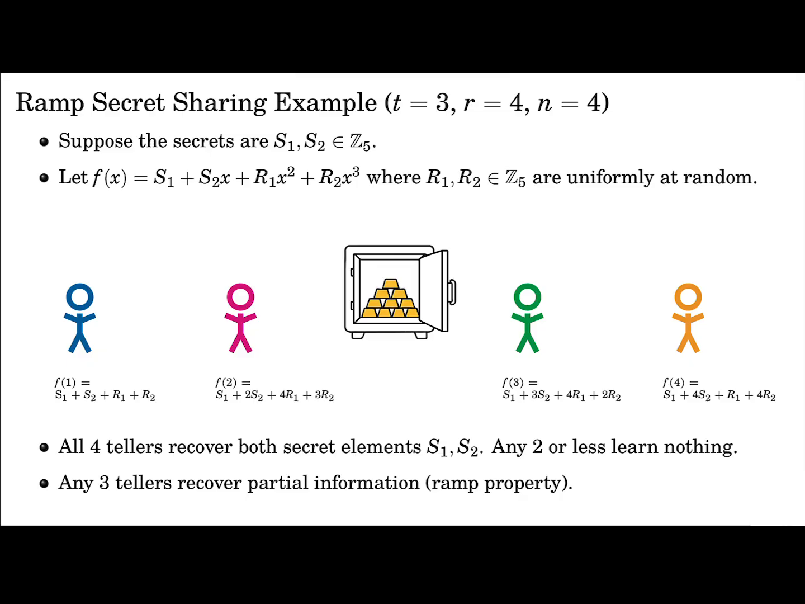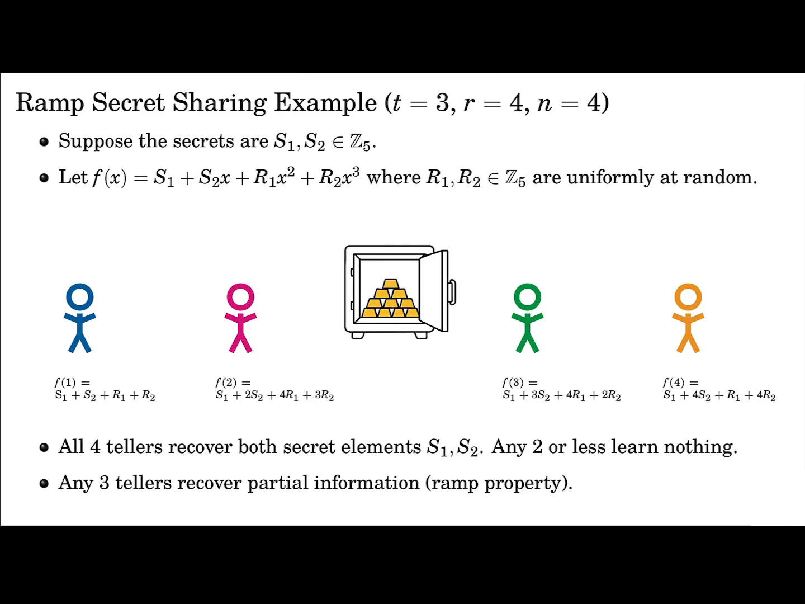So suppose that the secrets are S1 and S2 in Z5. And so let's build a T equal to 3, R equal to 4, N equal to 4 scheme. So we're going to have 4 participants. We want 4 of them, only 4 of them, to be able to decode. And we want less than 3, so any 2 of them will learn nothing. 3 will be allowed to learn a little bit, but you're actually going to need all 4 to be able to decode. So how does this work?